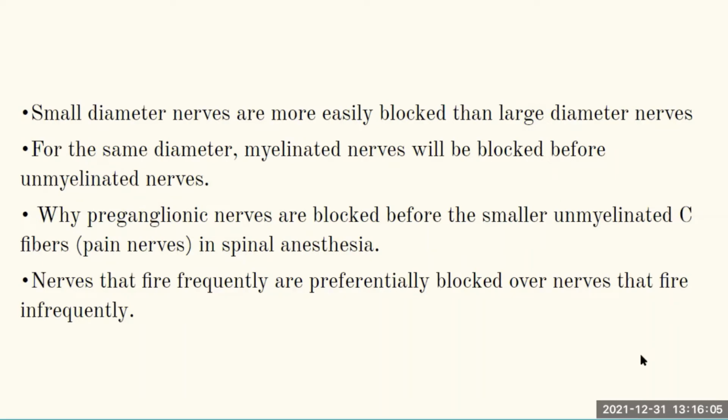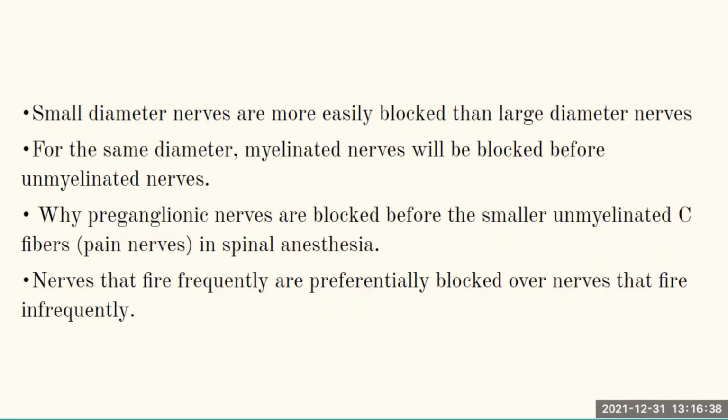So why are preganglionic nerves blocked before the smaller unmyelinated C fibers in spinal anesthesia? Just exactly what I was trying to explain there. And then we are going to equally talk about the frequency of firing. Nerves that fire frequently are preferentially blocked over nerves that fire infrequently, which therefore means that, for instance, our pain nerves are those ones that fire more frequently. Those ones are going to be blocked faster. So our A delta, for instance, are the ones that actually fire more than our A alpha or our A gamma. Those ones fire infrequently.